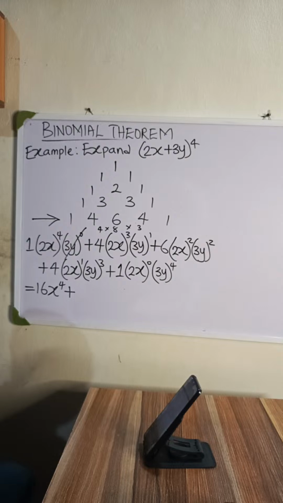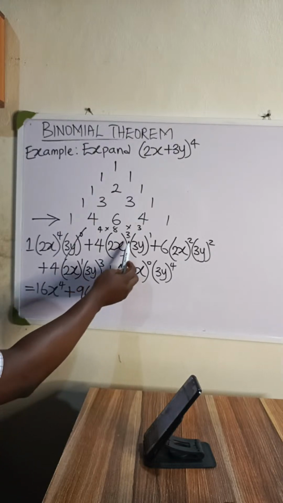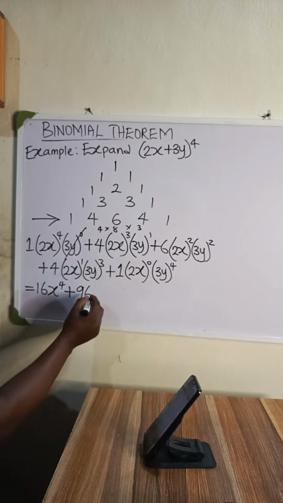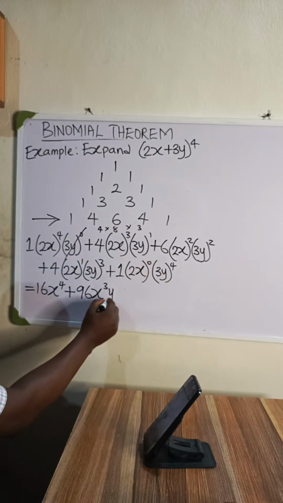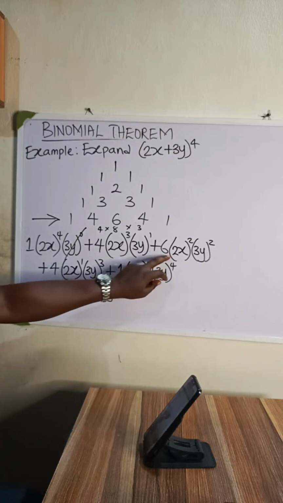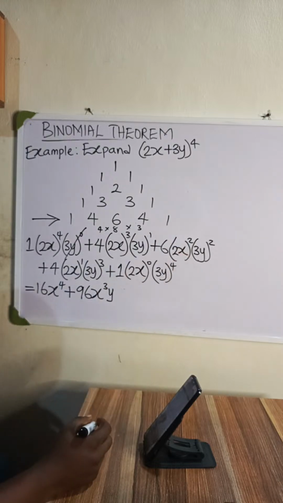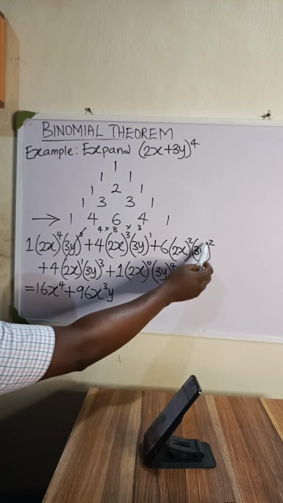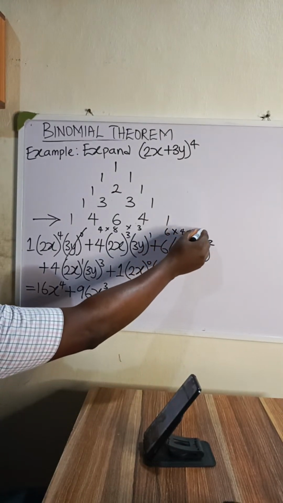So let's continue. So 4 times 8 is 32. 32 times 3 is 96. So we have 96. And then x to the power of 3. And then y to the power of 1. So we have y. So we are done with this. We go over here. 2 to the power of 2 is 4. 3 to the power of 2 is 9.